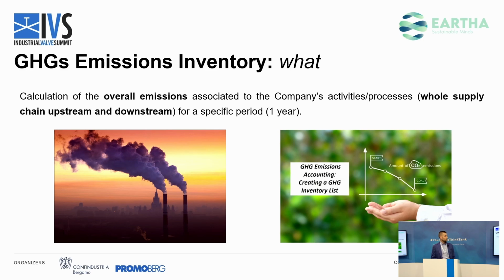When we talk about greenhouse gases emissions inventory, we mean calculation of the overall emissions associated to the company activities and processes, considering the whole supply chain, so not only the physical boundaries of the company itself, but considering also all the upstream and downstream processes in the supply chain, the value chain of the company, and generally speaking for a specific year, that is 1 year.